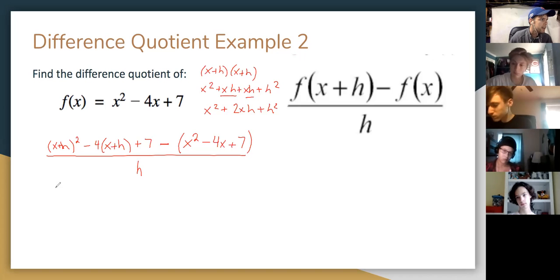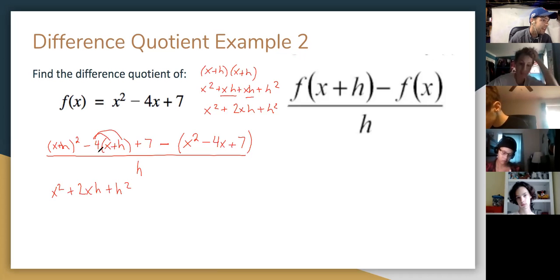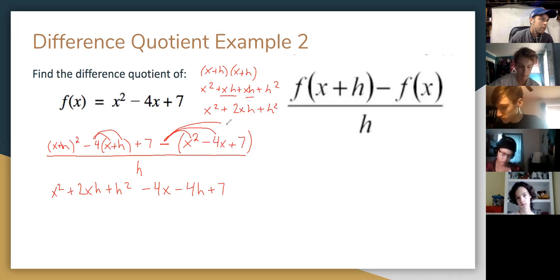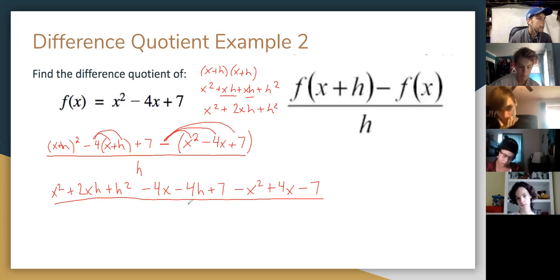All right, write that out. And then I have to distribute this. So that's a negative 4 for my distributing purposes. I'm doing negative 4 times those. So negative 4x minus 4h plus 7. And then I need to distribute this subtraction to this entire polynomial here. So that's minus x squared plus 4x minus 7. And all of that is over h.